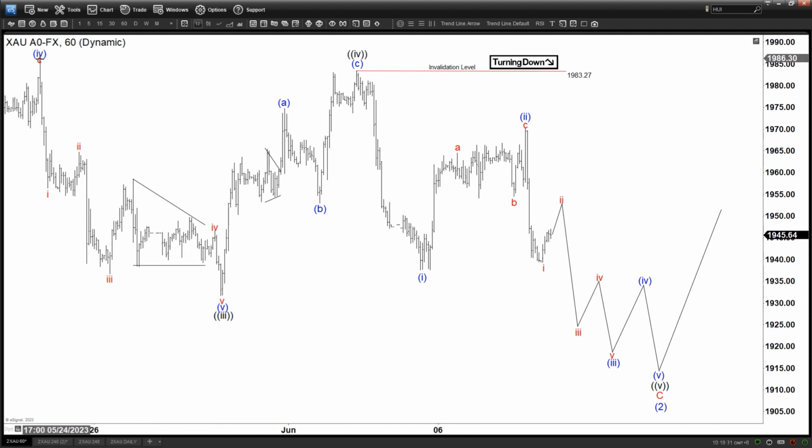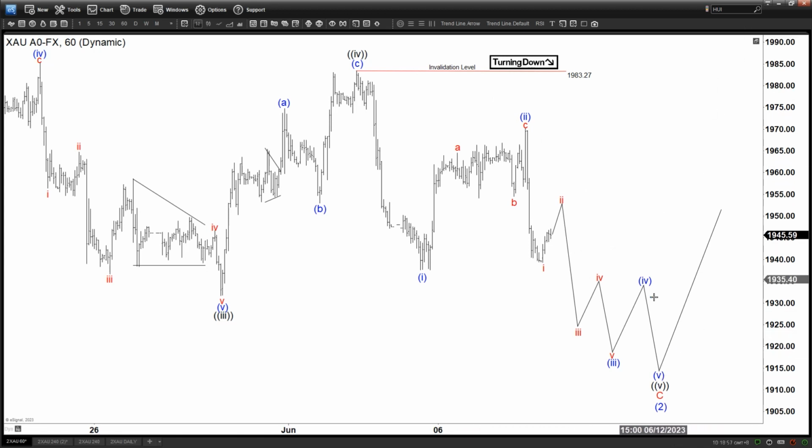We can see right here, we are now doing a wave 5 to the downside, and this wave 5 is going to be ending C of 2. So that means even though this is 5 waves, it is part of a corrective structure. As you can see right here, it is part of wave C, which is corrective, and that C is going to be ending wave 2, which means once this is over, we are actually going to rally in a wave 3 on the upside.